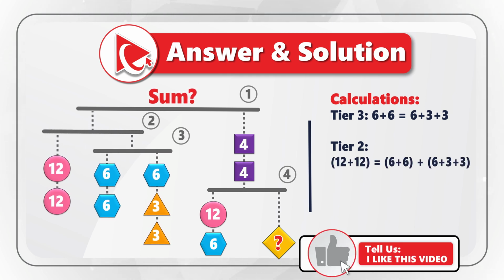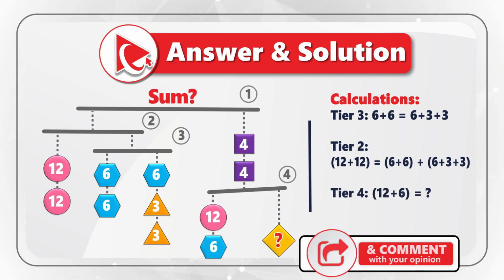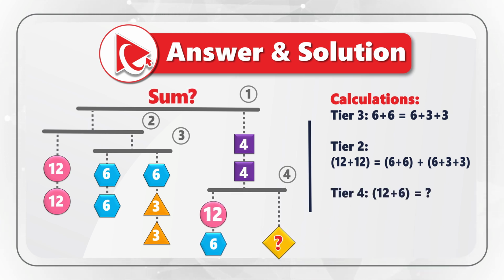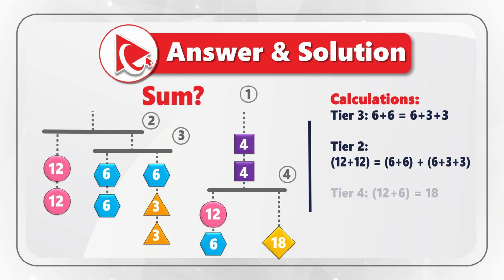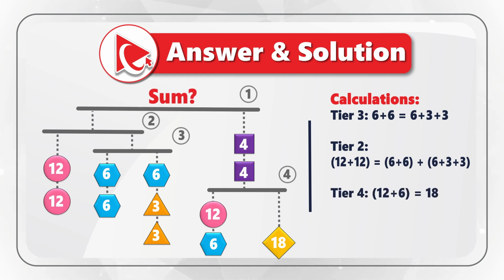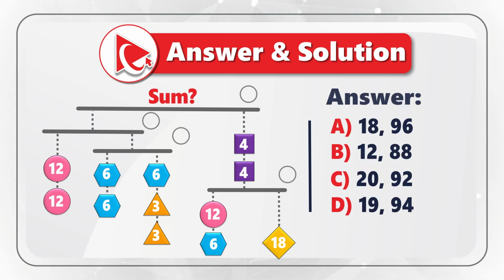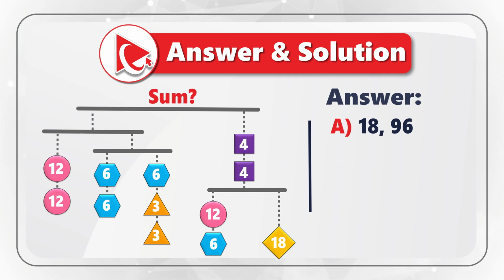Now, knowing this logic, we can calculate the missing value on Tier 4. Because Tier 4 needs to remain in balance, the value of 12 plus 6 should be equal to the missing value, which means that the missing value is 18. And the total sum will be calculated as the sum of all the numbers. The sum of Tier 2 and Tier 3 would be 24 plus 24, plus 48 on the right side of Tier 1, which would equal 96. So the correct answer here is choice A, 18 and 96.